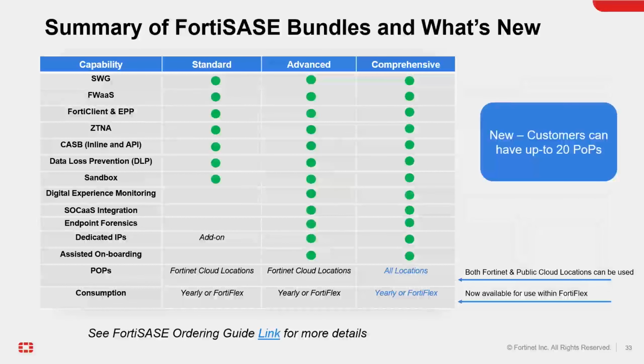The advanced and comprehensive licenses. So as I mentioned, standard and advanced is just Fortinet POPs. Okay. When you go to the advanced and comprehensive, you get a lot more capability, some of which I've shared with you already. You also get dedicated IPs. You'll also be able to use FortiFlex, and I've got a slide on this in a moment. But when you go to comprehensive, you get access to Fortinet POPs, Google POPs, and you can combine the both.